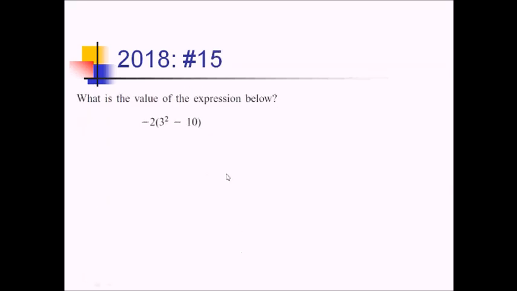For number 15, they want the value of this expression. No multiple choice this time. This is just a straightforward PEMDAS kind of problem. So let's just follow the order of operations. First thing that happens is parentheses. So I look inside my parentheses. I've got to do all this stuff first before I multiply by -2. Unless I want to distribute the -2, but that seems like a lot of work.